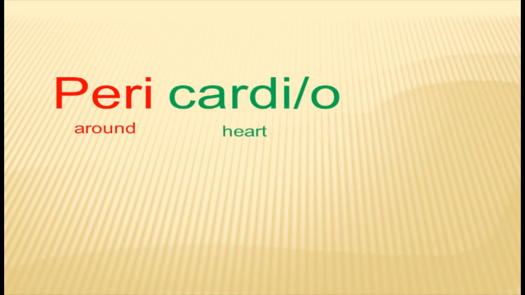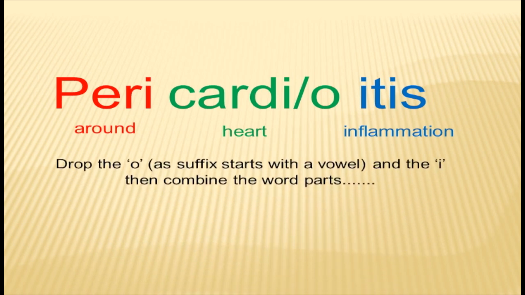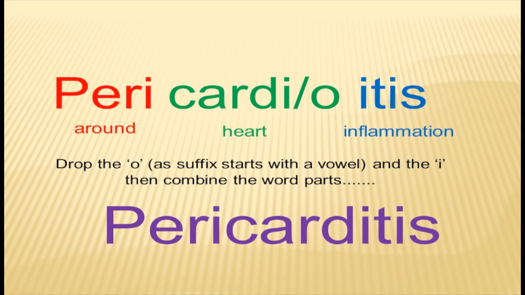Let's have a look at another one. The prefix peri, meaning around. Cardio, you might guess that is the heart. And let's bring itis back as the suffix, meaning inflammation. The same rules apply. We drop the O because the suffix begins with a vowel, but that would leave us 2 I's together, so one of the I's also has to be dropped, thus making the word pericarditis. Again, we start at the end, inflammation around the heart.